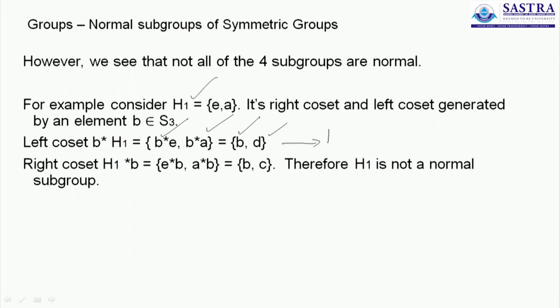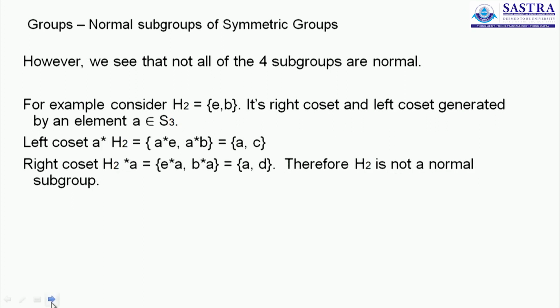That's a left coset. Now when I do the same operation from the right, I have E star B which is B, but A star B is C, it's the right coset. The left coset and the right coset are not identical, and therefore this is not a normal subgroup.